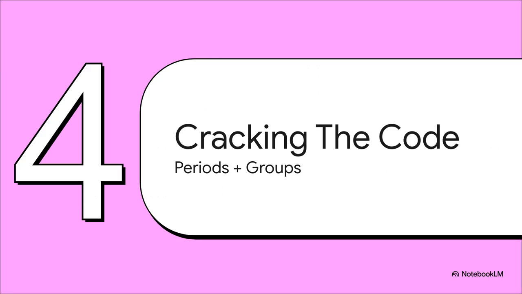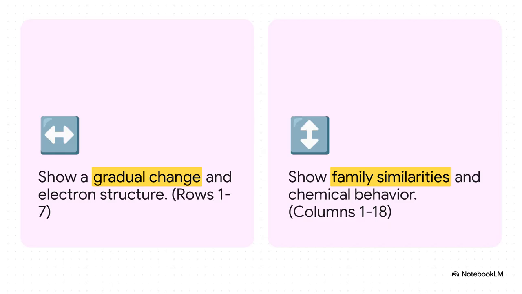So the really crucial thing to get is how these two systems, the horizontal periods and the vertical groups, work together. By combining them, we can pretty much crack the code of any element on the map. So let's break it down. The periods, the rows, show that gradual, predictable change. But the groups, the columns, that's where the real magic is. Elements in the same column have a similar electron setup on their outermost shell, and that's why they behave so similarly. One is the journey, the other is the family you belong to.